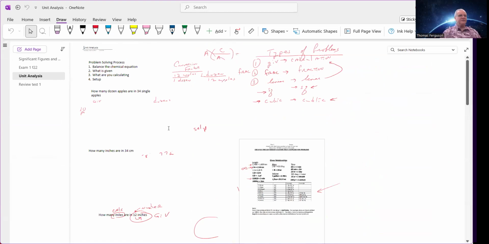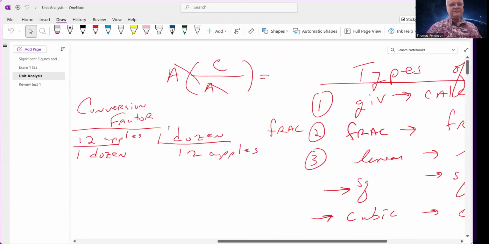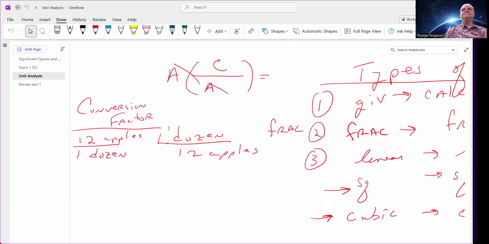Today we're going to start doing something called dimensional analysis, or unit analysis. That is a very standard process for doing a word problem. So let's start off by looking at this simple algebra equation: A times C over A. What's the answer? C. Why? The A's cancel out, exactly.